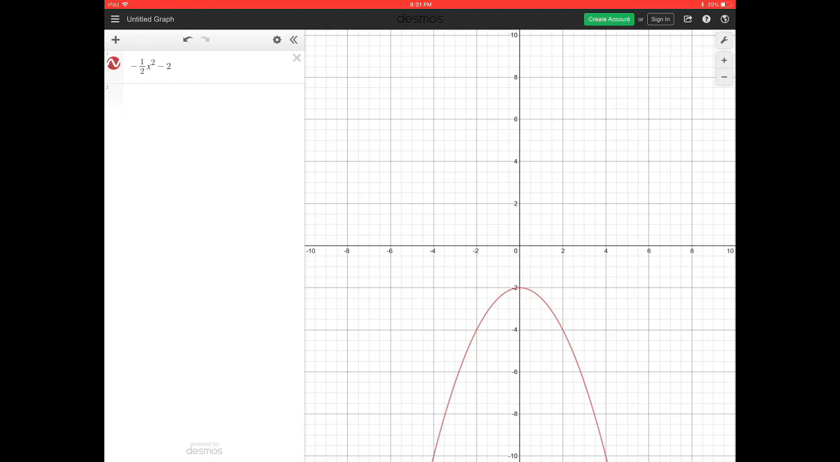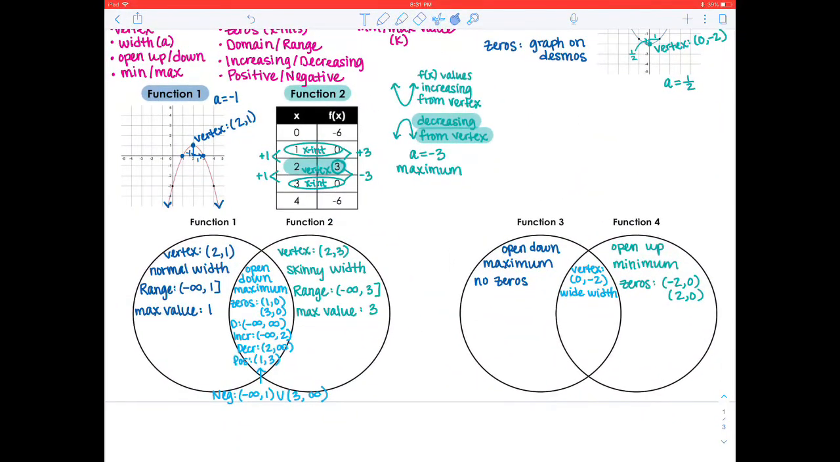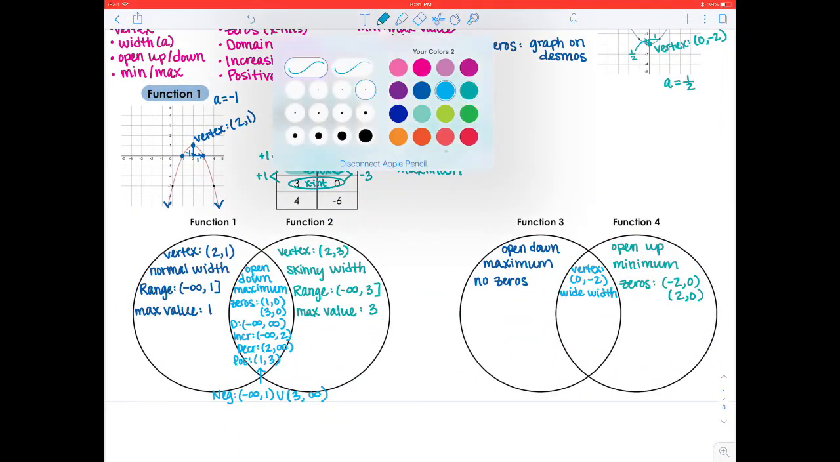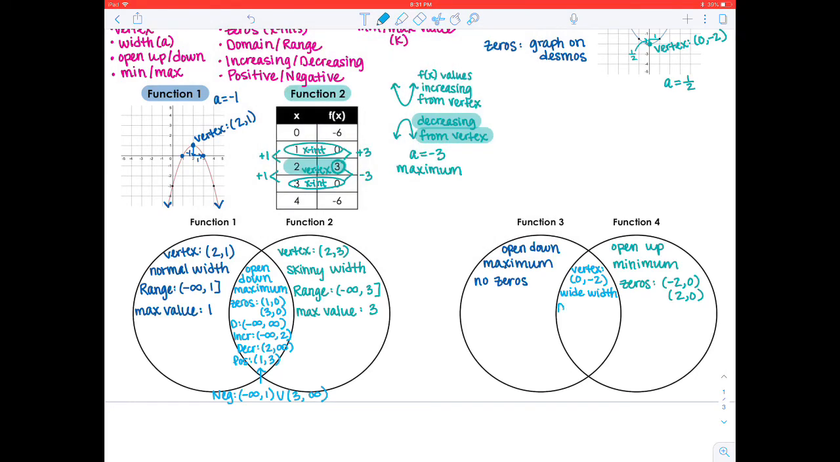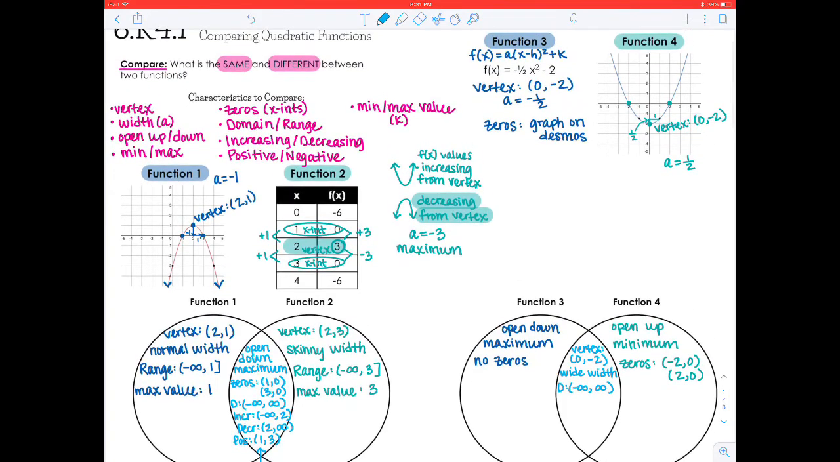Okay, well, remember that domain is always the same for all quadratic functions. So let's include that as something that's the same here. It covers all those x values from -infinity to +infinity. Since these are opening in different directions, they're automatically going to have different ranges.